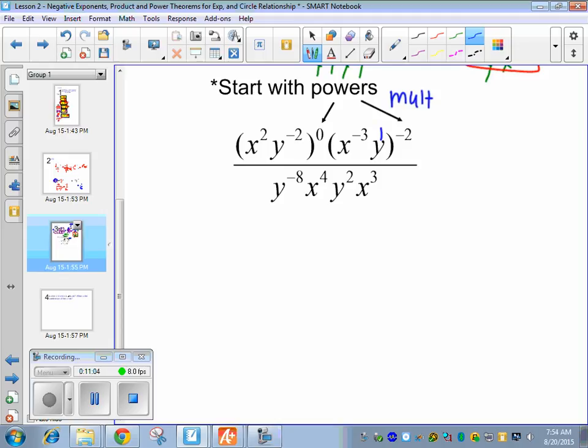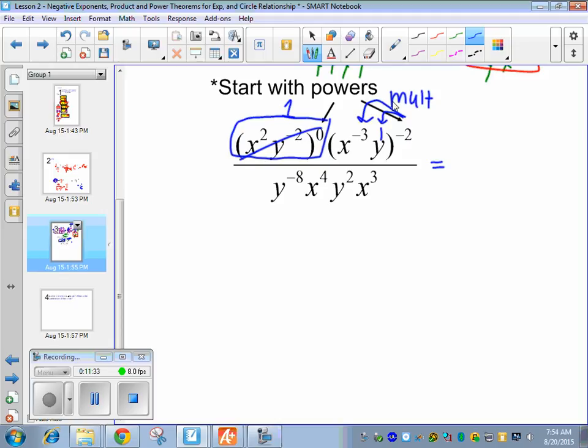But what is anything to the 0 power? Yeah, this entire thing is to the 0 power. So this entire thing is equal to 1. That's nice. It's really nice when you have those because they kind of just go away. Because anything times 1 is itself. So we don't even really need the 1 anymore. So let's go ahead and multiply the -2, though. Very important that we do that. So I'm going to multiply the -2 to both of these powers and see what we have.